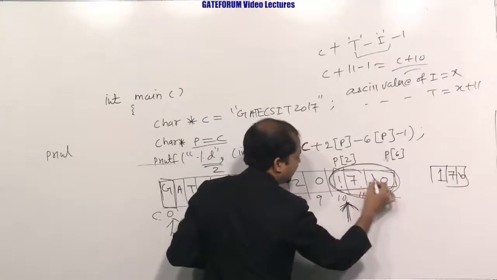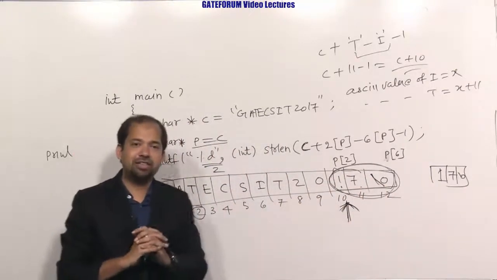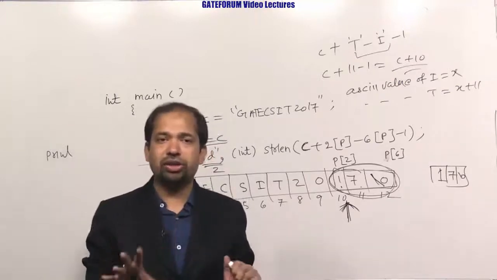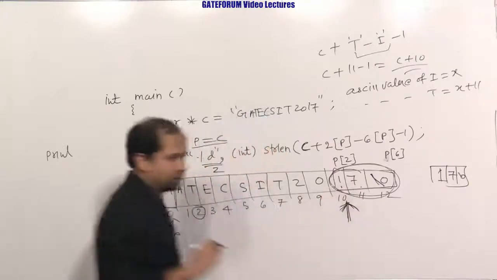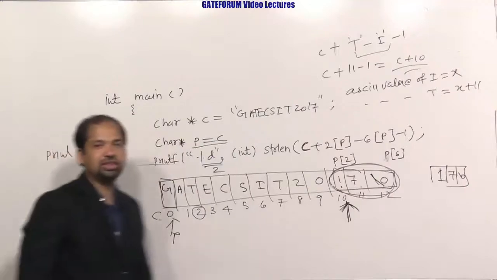The null character is not counted in the strlen function. It is a predefined function in C, in the string header file, and it does not count the null character. So we have 1 and 2. For the fill in the blanks, the right answer here is 2. So this is the end of the question.